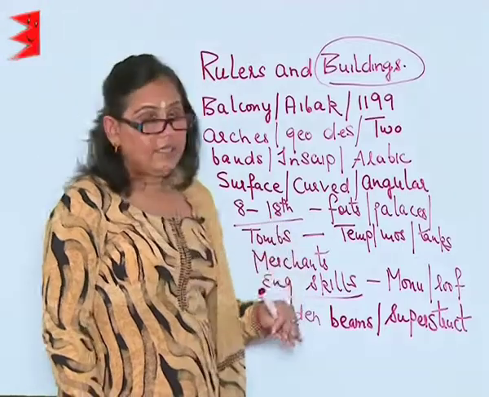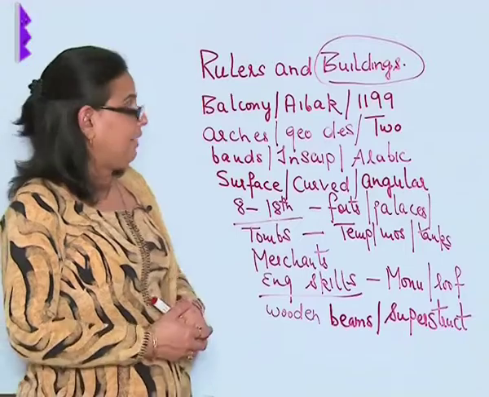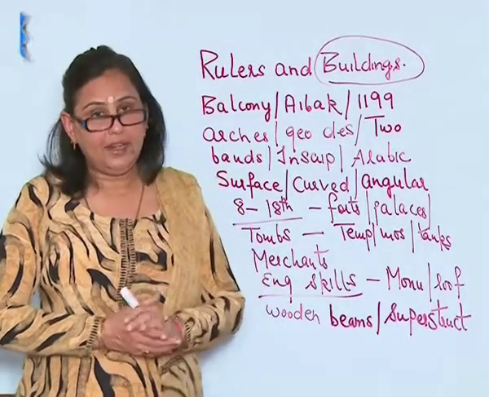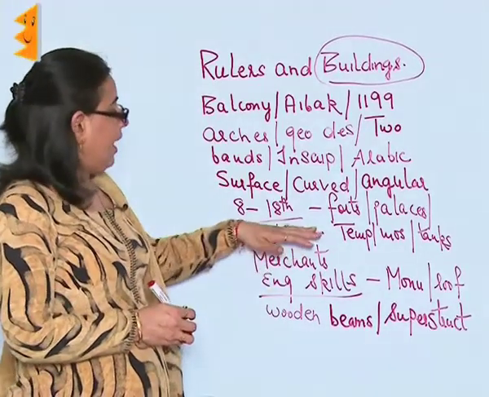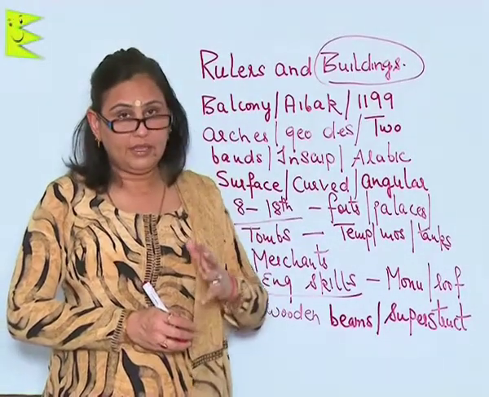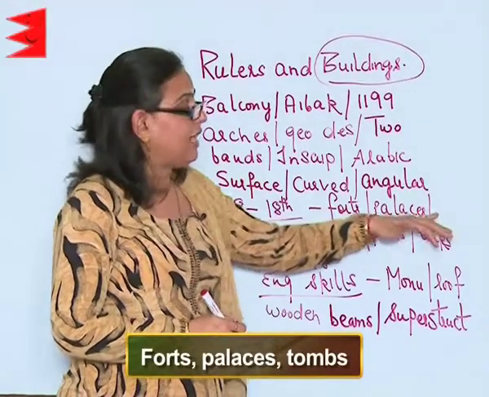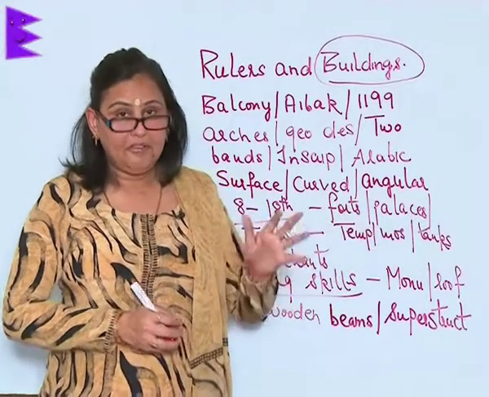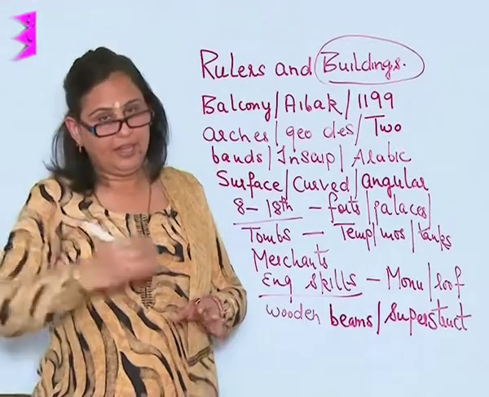Then comes that between the 8th to 18th century, there were two kinds of buildings which were generally constructed by the kings or the sultans. The first kind of buildings which they made were the forts, the palaces. So it was generally forts, palaces and tombs. That means a place wherein they could rest in this world and after death.